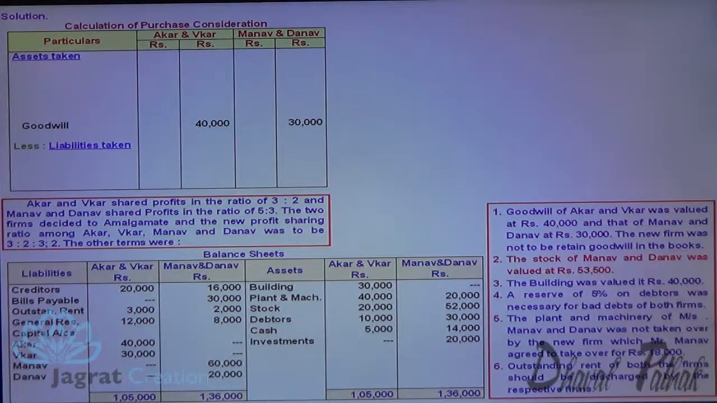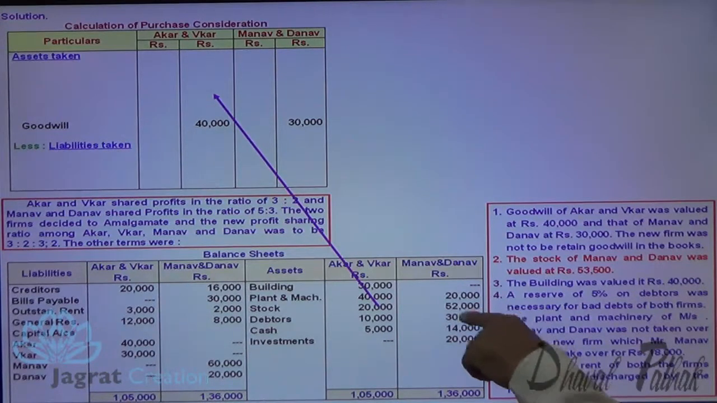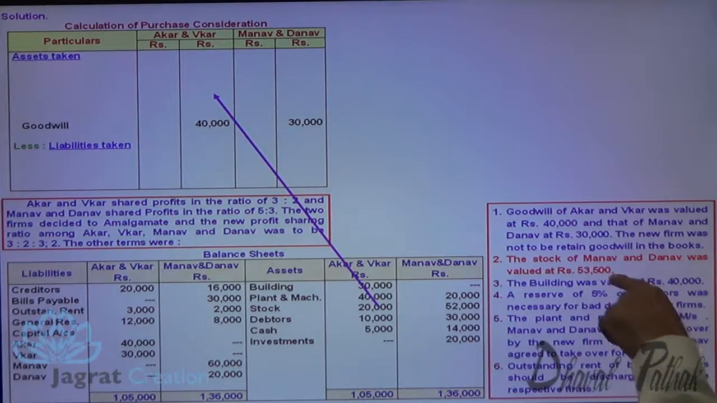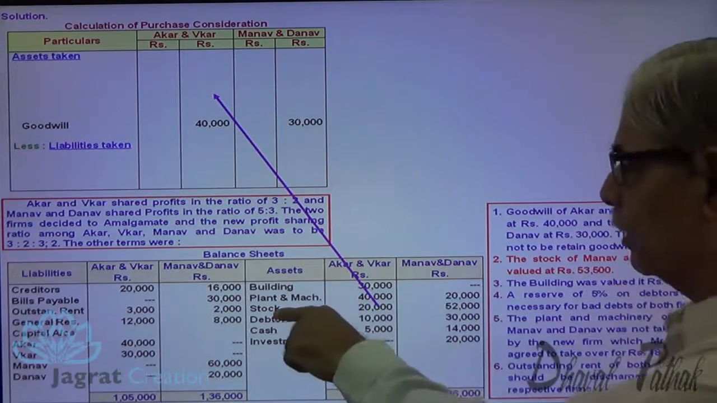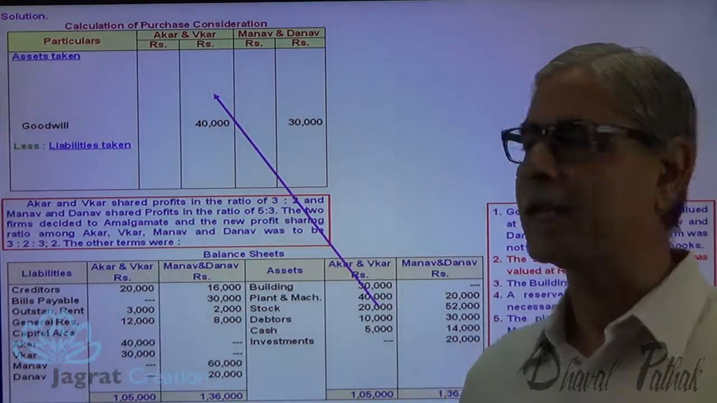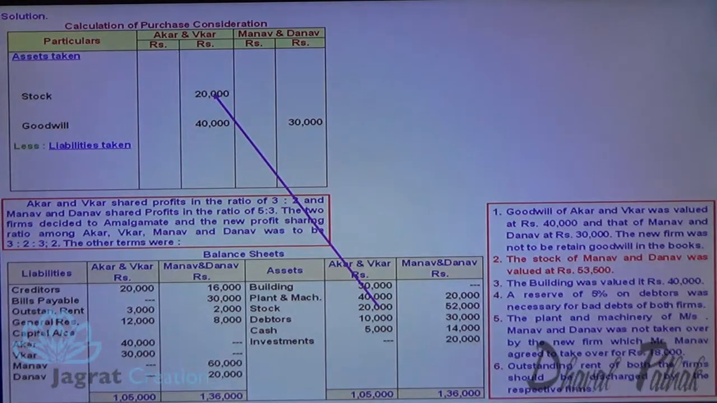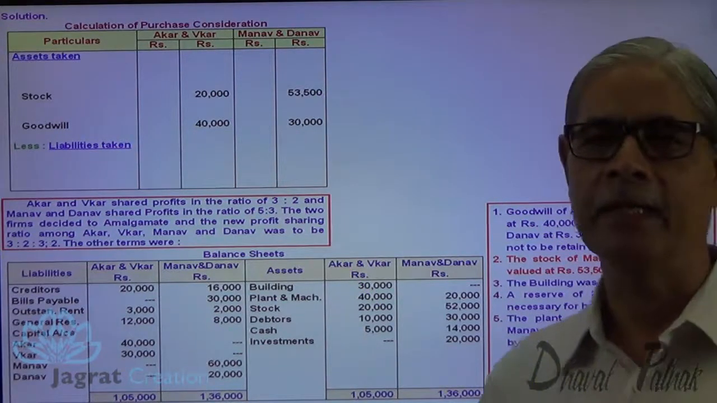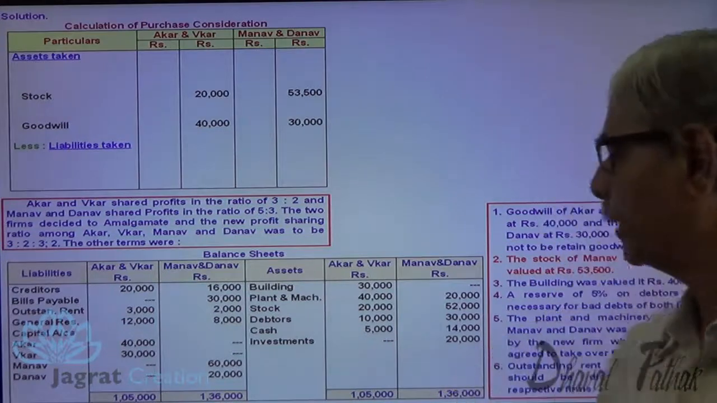Next, stock of Manav and Danav valued at 53,500. So stock is 52,000, but it is purchased at a price of 53,500. This implies that the stock of Akar and Vakar is purchased at book value. That is the important understanding that the student should hold. So stock of Akar and Vakar purchased for 20,000 and stock of Manav and Danav is purchased at 53,500. This is how it should be interpreted.